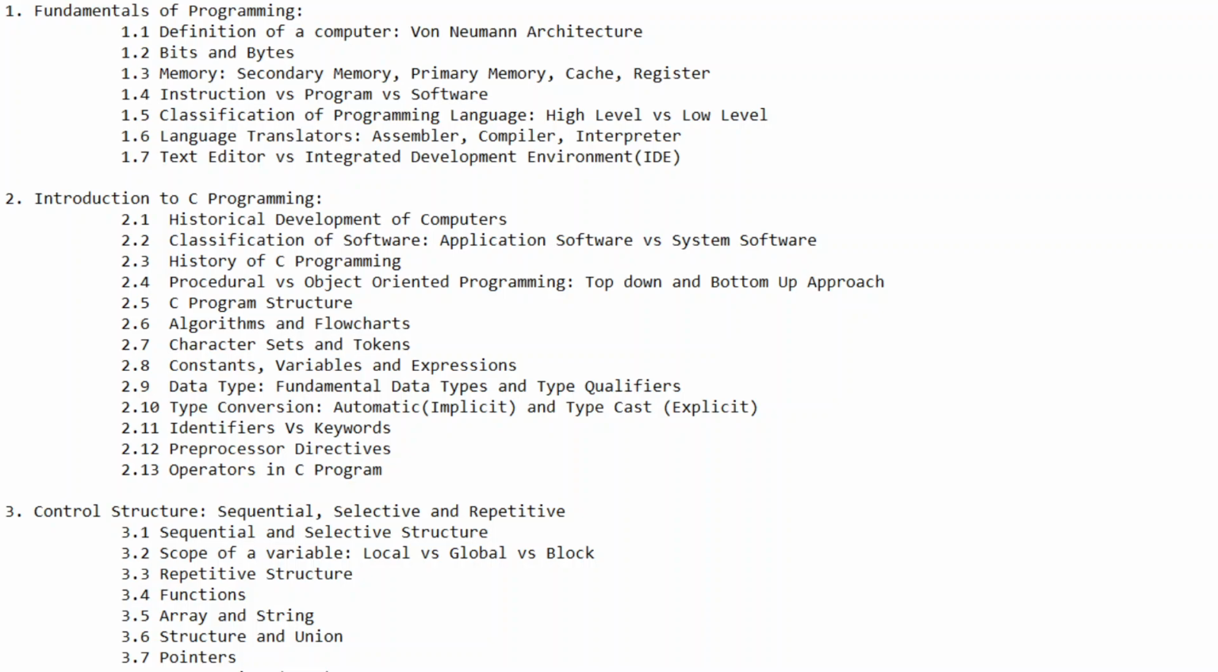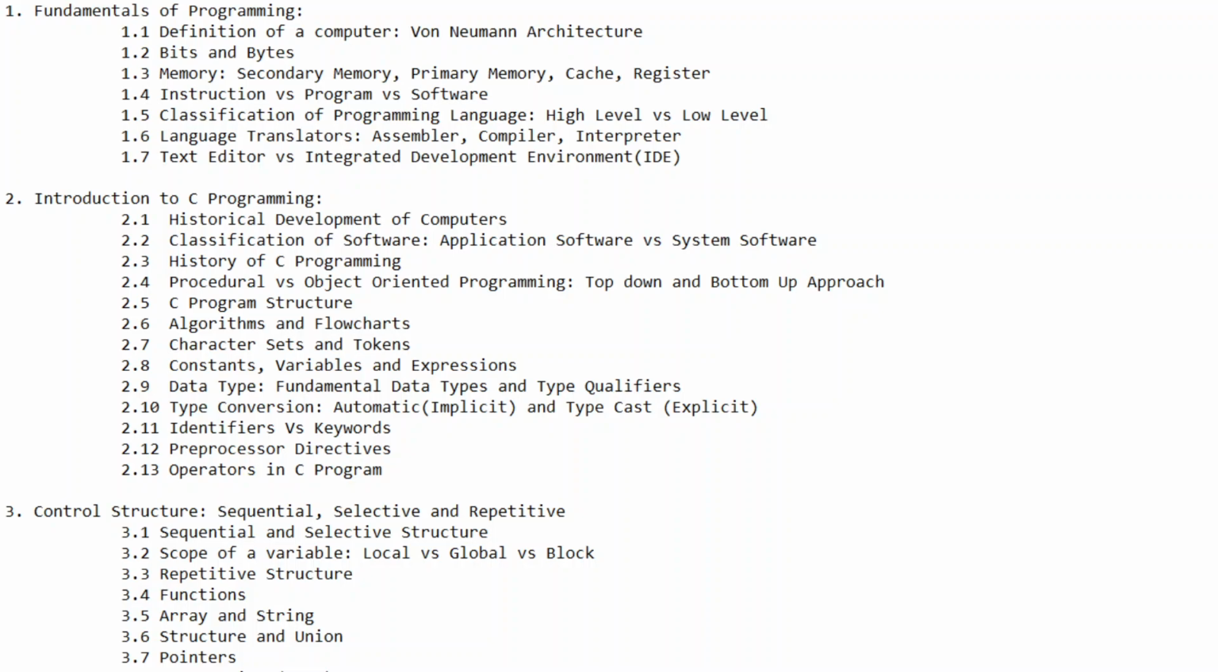This course is about the fundamentals of C programming. Don't worry if you have never programmed in your life. I will be covering each section in detail with enough examples. I, Kushal Ghimire, will be your instructor for this course.